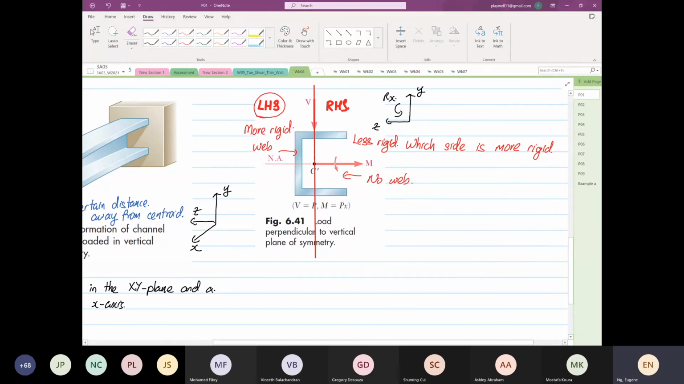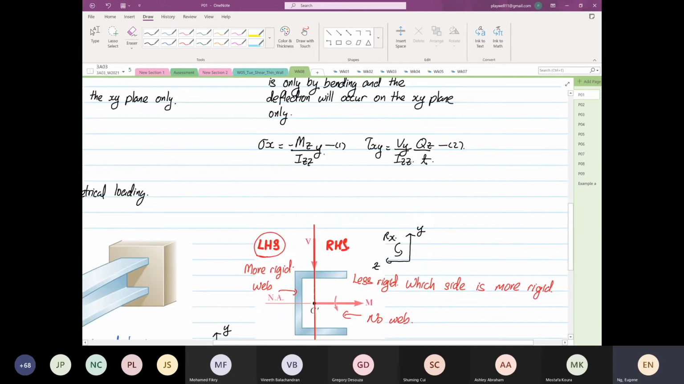So when this is the case, what will happen? The structure will want to what? Will want to twist, right? The structure will have a tendency to twist, right? So when that's the case, the structure will have a tendency to twist, right?